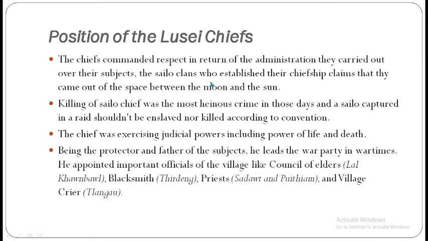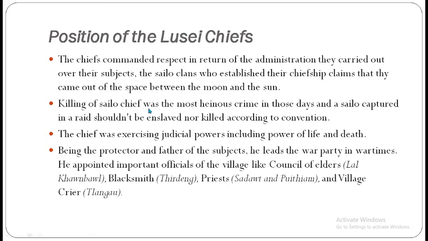The Sailo clans who established their chiefship claim that they came out of the space between the moon and the sun. Just to strengthen their authority, the Sailo chiefs claimed that they come from the space between the moon and the sun.